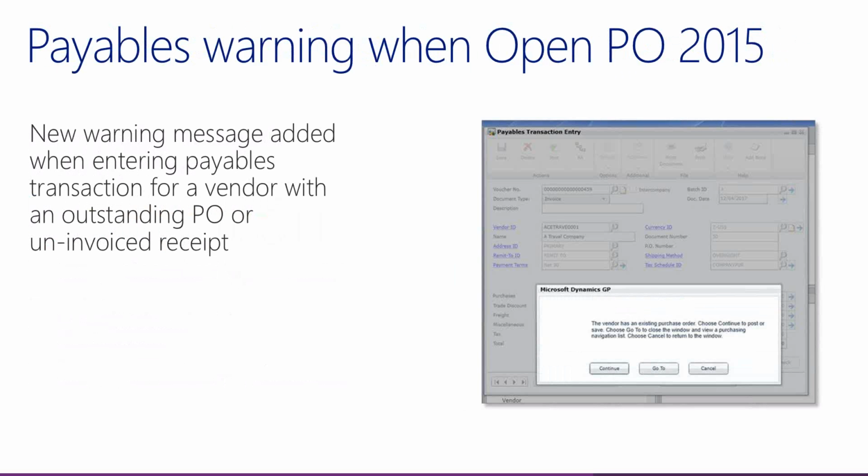Another thing that they've done for us too is they've added a function that, I shouldn't say won't allow us, it'll warn us if we're creating a payables transaction for a vendor that already has an open PO. So if there's a PO outstanding for a vendor and we go to create a new payables transaction, it's going to warn us to say, hey, maybe you want to actually put this transaction against the PO that's outstanding rather than creating a brand new payables transaction and leaving this PO out there without being taken care of.